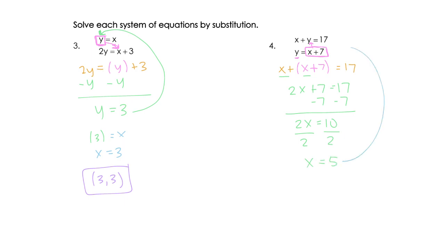Once I find that, again, I'm going to plug this into my box. So I have y equals, this would be 5, plus 7. So then my final answer here would be y equals 12. Well, that's not my final answer. My answer for y would be 12, but then my final answer would be 5, 12, written as an ordered pair with parentheses and a comma.